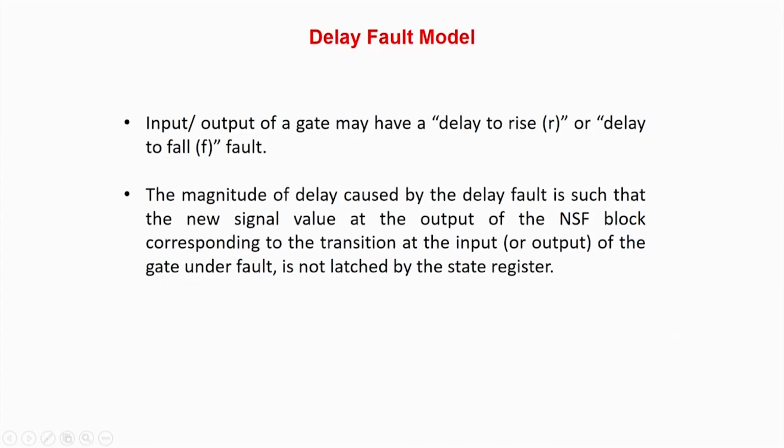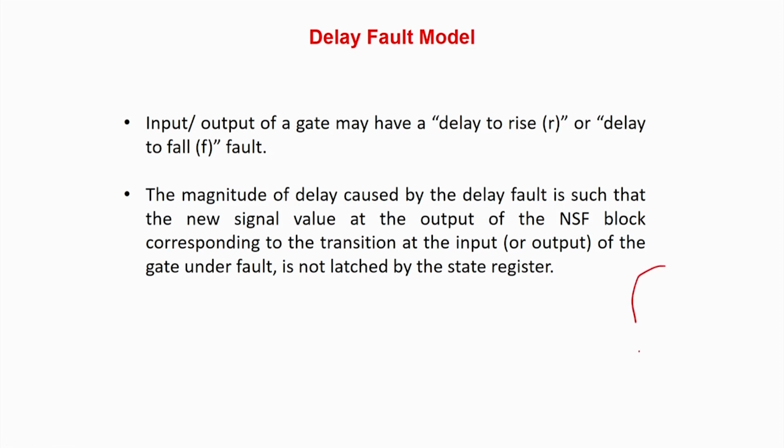So we say that the input or output of a gate may have a delay to rise or a delay to fall. Basically all gates will have this or that, rise or fall, and you should be able to do it within the at-speed requirement. If you are able to do that and there is no stuck-at or bridging fault, then it is logically proper, everything is in time, and you can know that the circuit has proper functionality and will also be able to meet your speed requirements. So the magnitude of delay caused by a delay fault is such that the new signal value at the output of the next function block, corresponding to the transition of the gate under fault, is not latched by the test register.